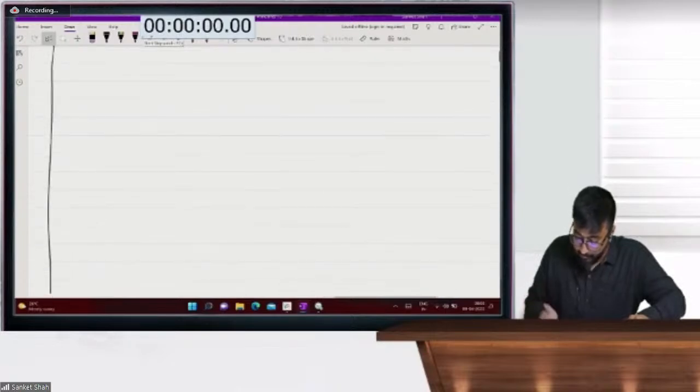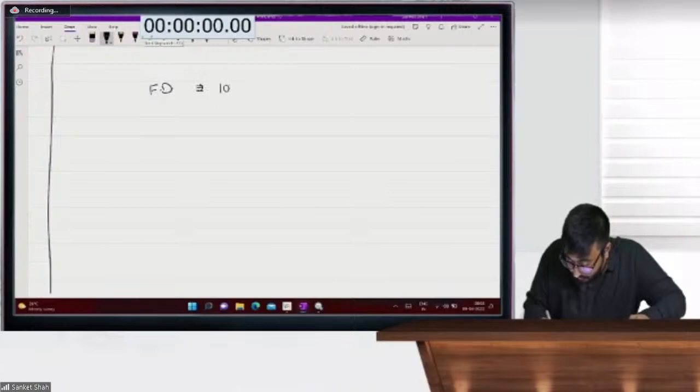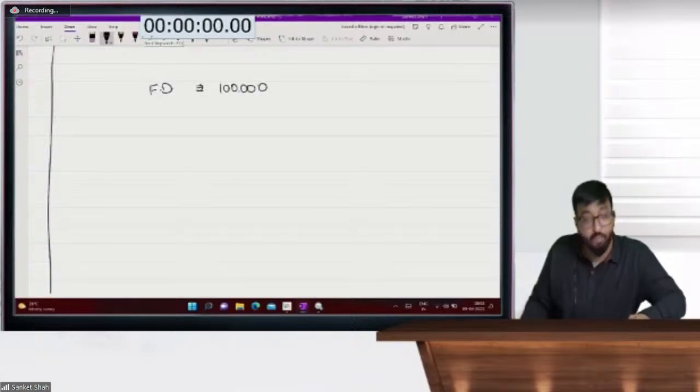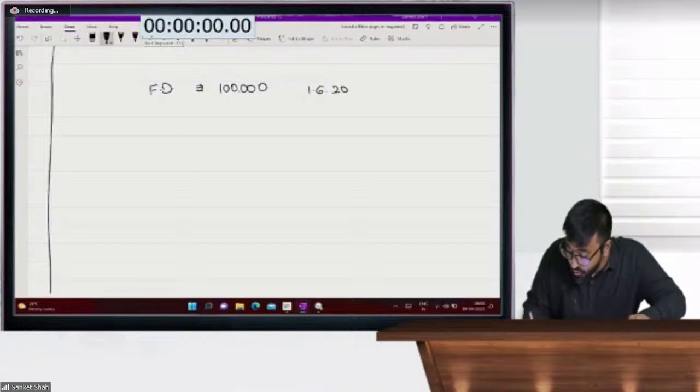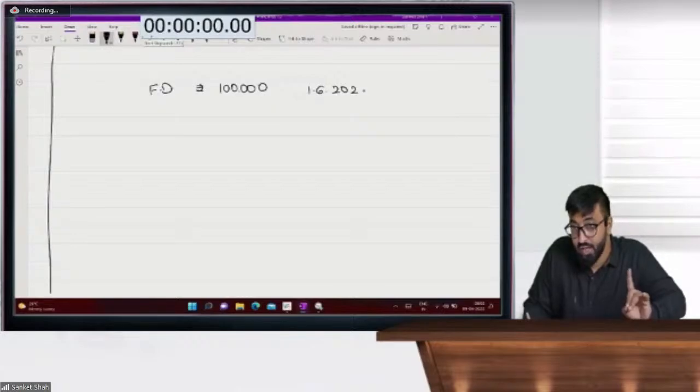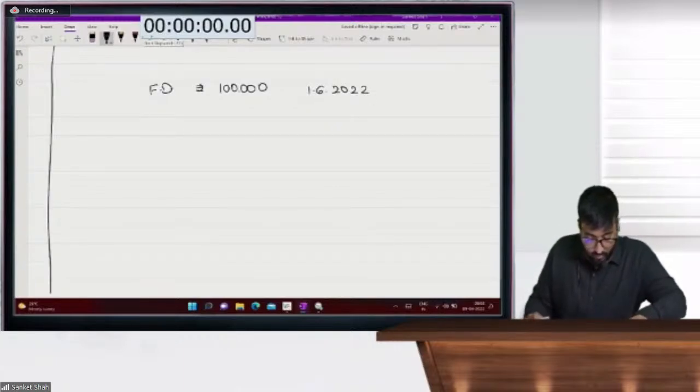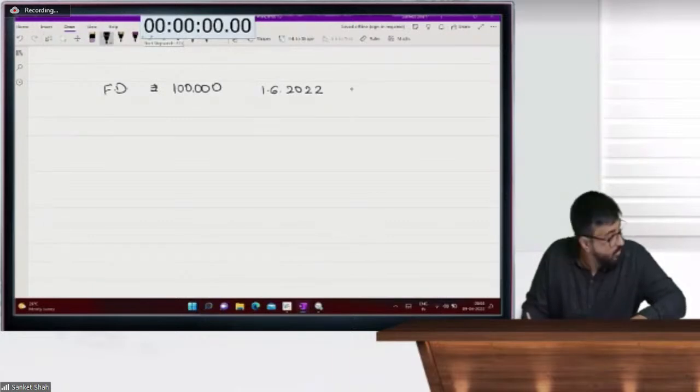Yes. One question. FD rupees 1 lakh on 1st June 2022. See beta, please check dates. 1st June 2022, at the rate of 8% per annum.